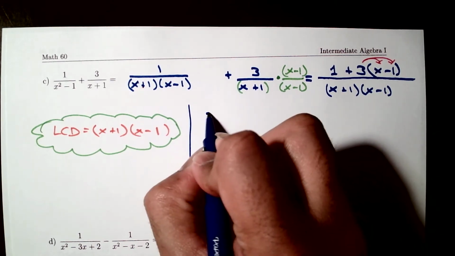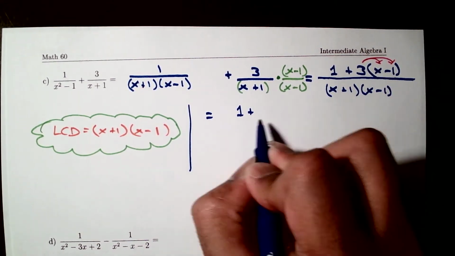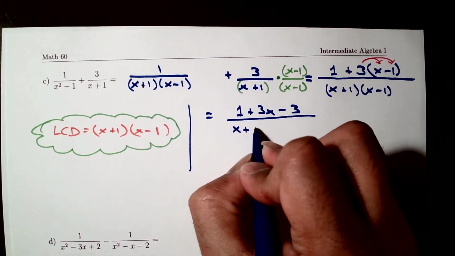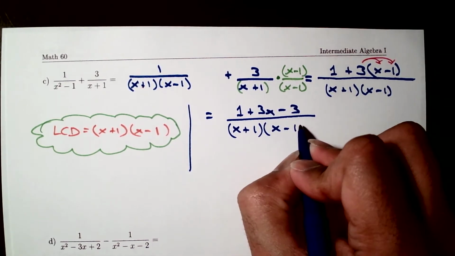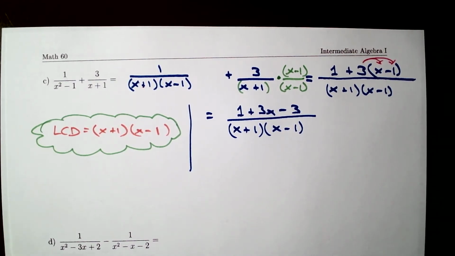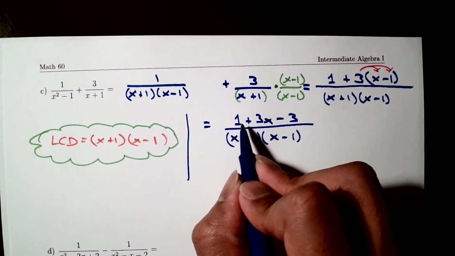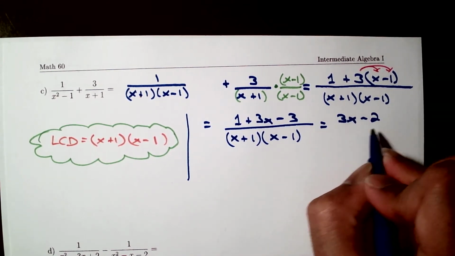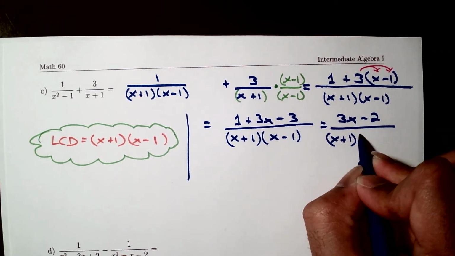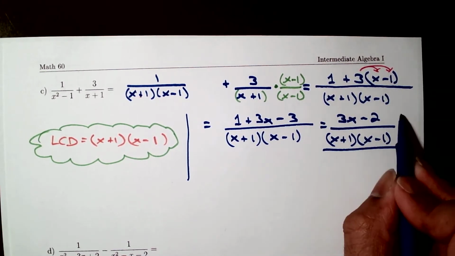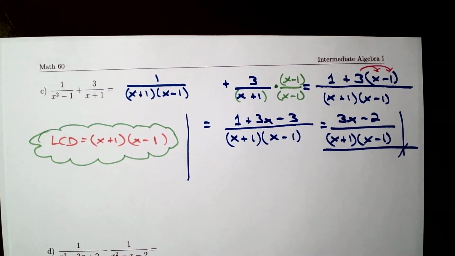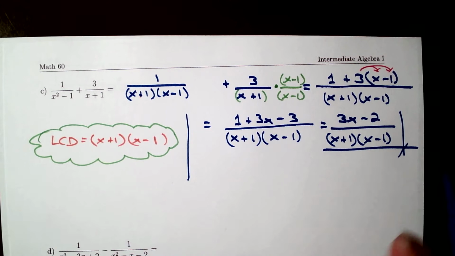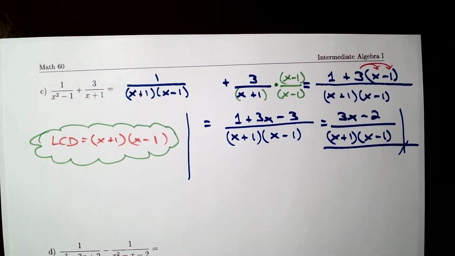So this will be 1 plus 3 times x, which is 3x, and 3 times negative 1, which is negative 3. x plus 1, x minus 1. And all we do here in this case is simply combine like terms. So 3x, there's nothing else to combine with, and 1 minus 3, which is negative 2. And then divide that by x plus 1 times x minus 1. And in this case, this is a final answer. And that's because in this case, nothing divides out. If we try to factor anything in the numerator, 3x minus 2, nothing goes out as a GCF, so we can't divide this out. Okay? Let's look at another example.